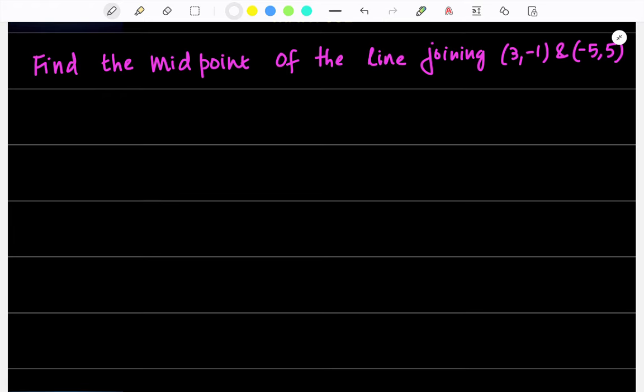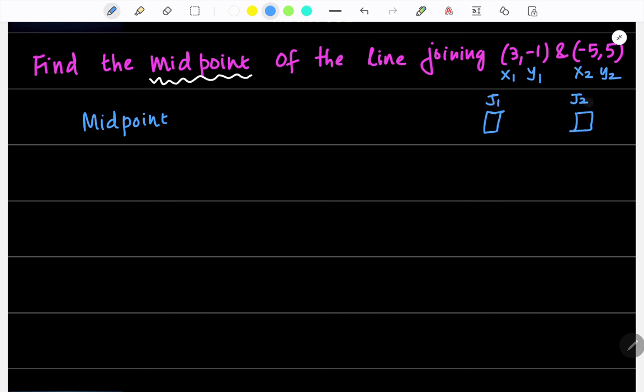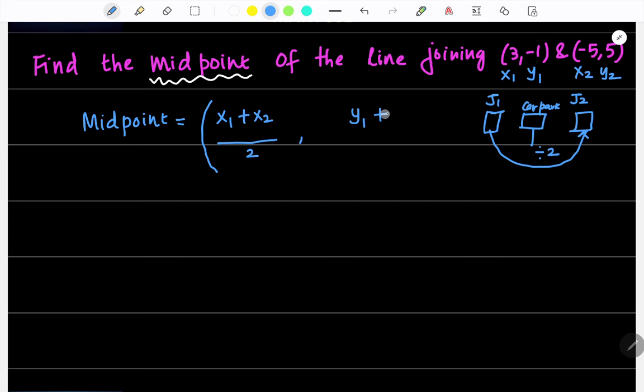Find the midpoint of the line joining the points. What is the formula for midpoint? If this is x1, y1, x2, y2. Midpoint means center. This is Jabriya 1 and this is Jabriya 2, for example, and your car park is here. You calculate the total distance and divide by 2. The same idea applies. Midpoint is a point, so an ordered pair: x1 plus x2 by 2, comma, y1 plus y2 divided by 2, close the bracket.